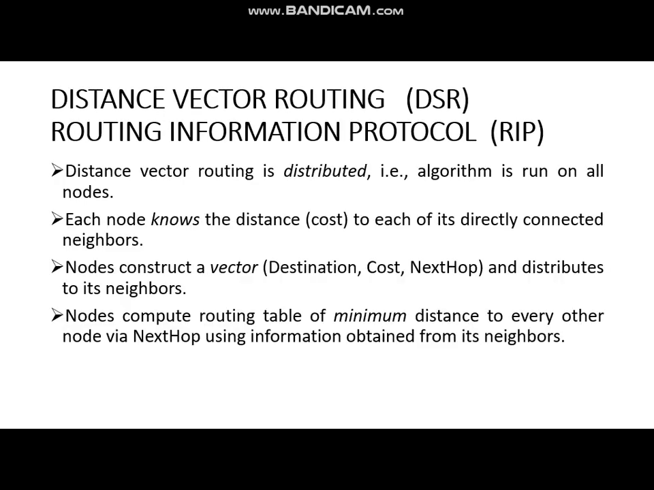First is the distance vector routing protocol and RIP. Distance vector routing is a distributed algorithm that runs on all the nodes. Each node knows the distance to each of its directly connected neighbors. Nodes construct a vector and distribute it to their neighbors. Nodes compute the routing table of minimum distance to every other node via the next hop, using the information obtained from their neighbors.